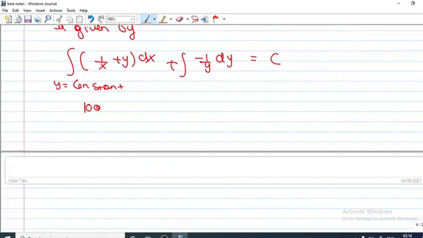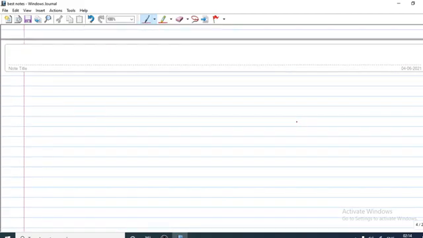Here it will be log x, y x minus, if you try to integrate, this will become plus, and you will get your final answer, sorry, minus log y equal to c. So we are done with this. After this you can modify it, but we are concerned with reaching the answer. Now let's take the next problem.